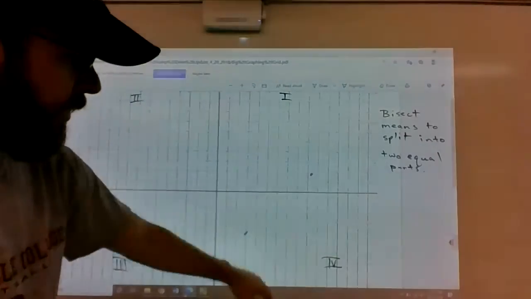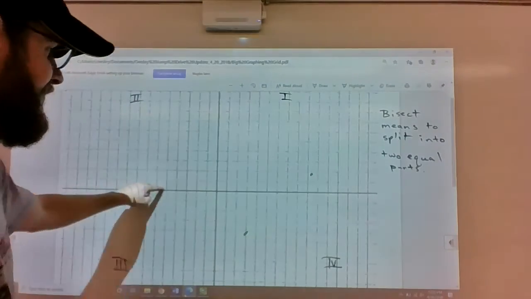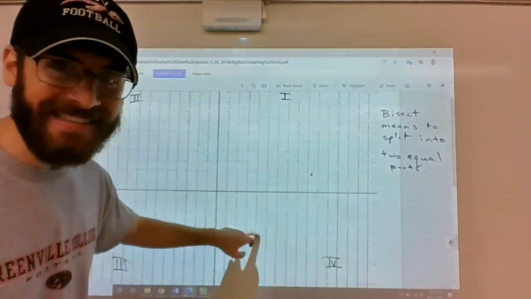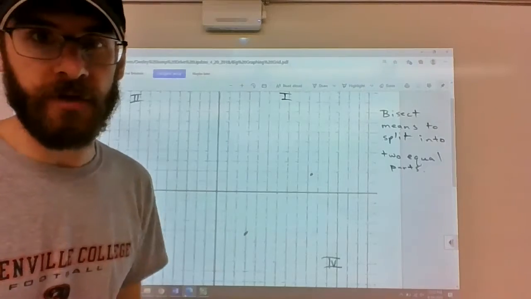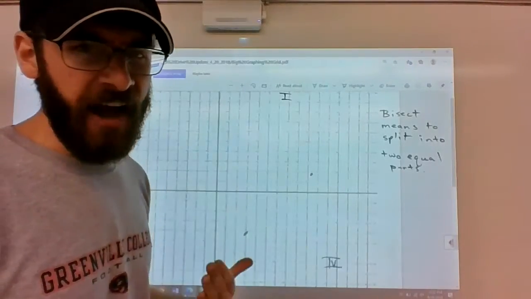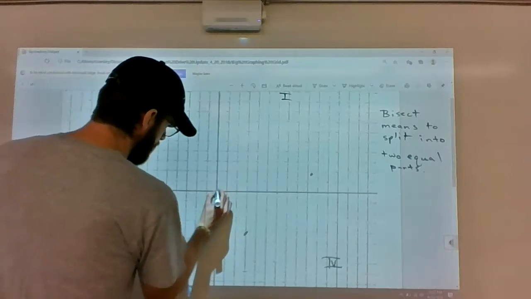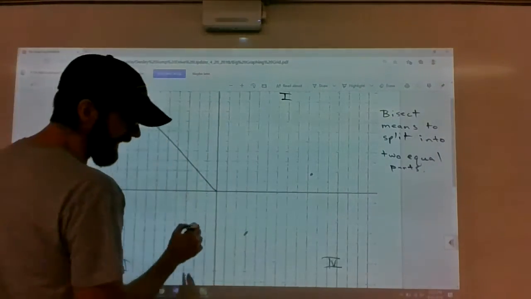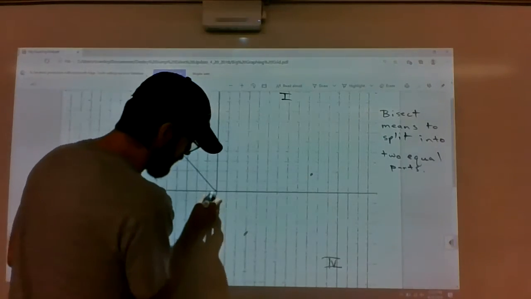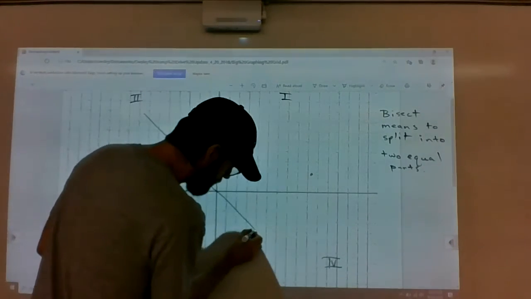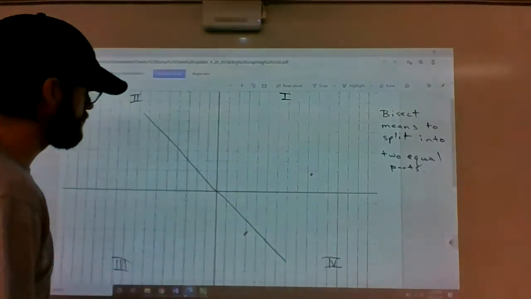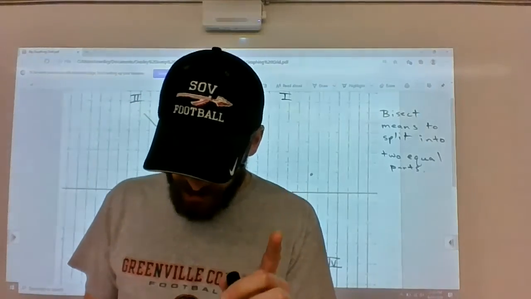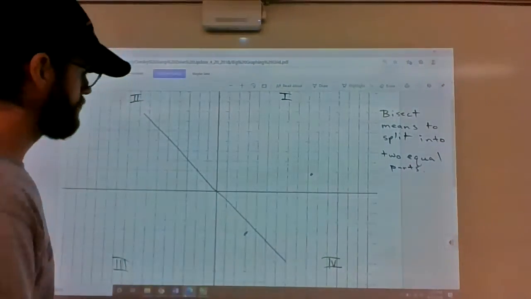Bisecting both 2 and 4 would mean I'm taking a 90-degree angle here and a 90-degree angle here, and splitting it exactly right down the center of 90 degrees. So it's like I'm putting a 45-degree angle through this, and I have to put the same 45-degree angle continuing here. And they're asking you to say, what's the equation of the line that does that?